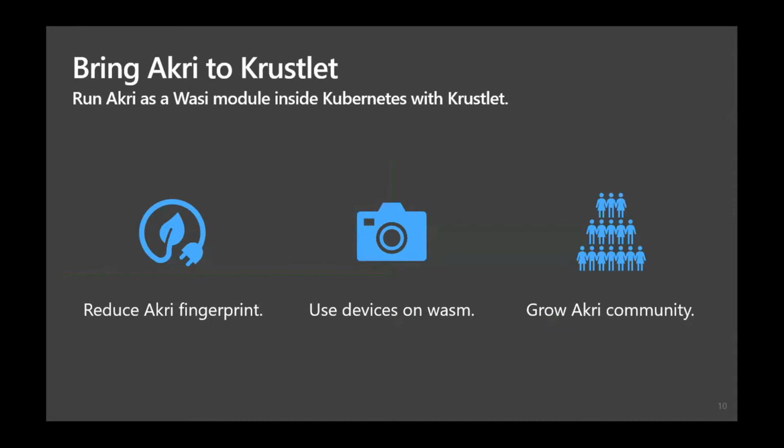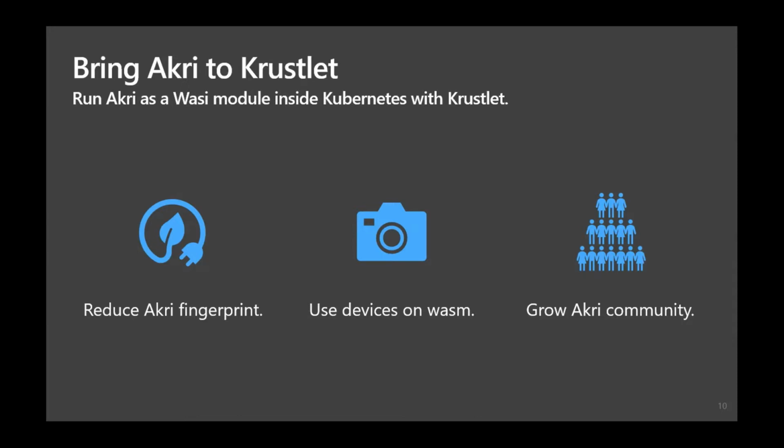So now, more on what we're trying to achieve with the project. We are trying to bring Akri to Crossroads. What this means is we're trying to bring some Akri components to run as a WASI module inside a Kubernetes cluster with Crossroads. So we're trying to port as many Akri components as we can to the Crossroads environment. By doing that, we are aiming to reduce Akri's footprint. Akri already has a really low footprint, but since it's designed to run on the edge, we don't have a lot of resources like on the cloud. So we're probably dealing with a personal computer or a small server, and Akri can really benefit from improvements in this field.